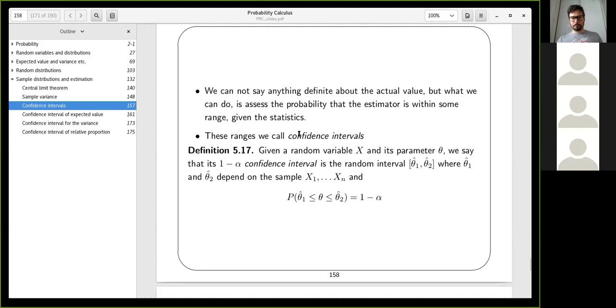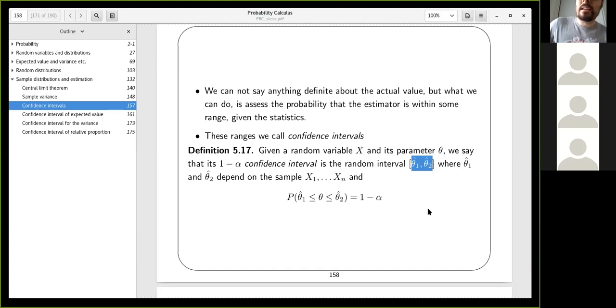So if we have a parameter theta, in this case, either the expected value or the variance, and this is the actual parameter of the distribution. We say that this 1 minus alpha confidence interval is a random interval, and now these hat theta 1, hat theta 2 are sample dependent random variables, such that the probability that the actual parameter is in fact between these two is 1 minus alpha. So if this 1 minus alpha is 95%, with 95% confidence level, we can say that the real value is between these two.